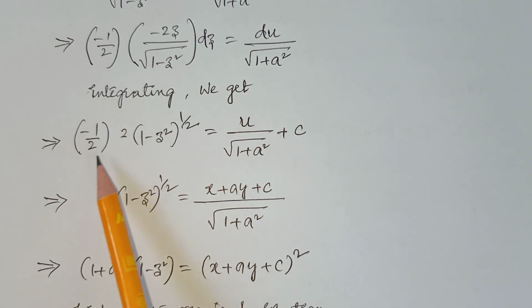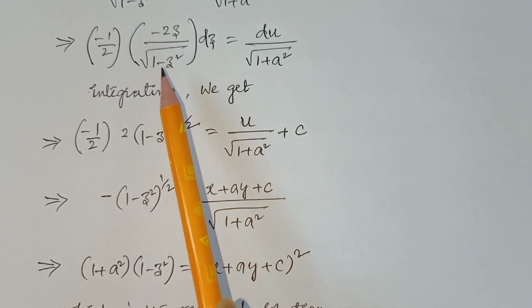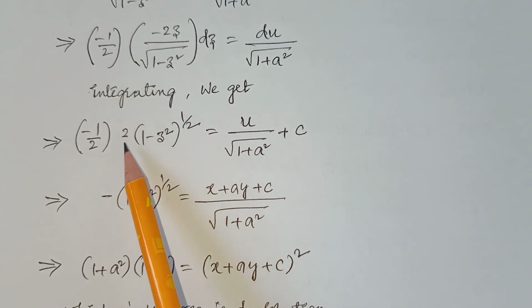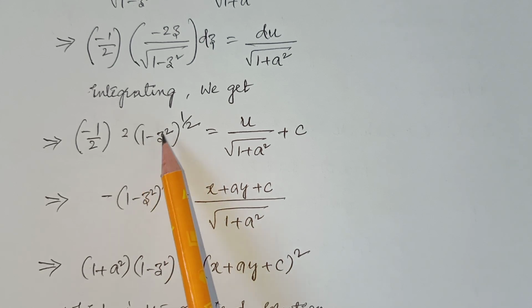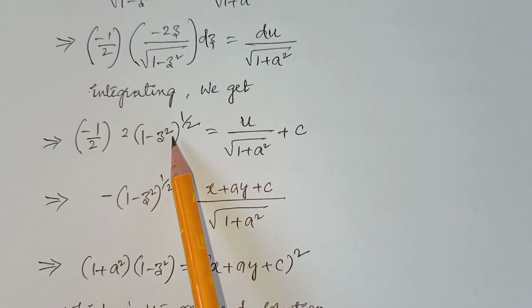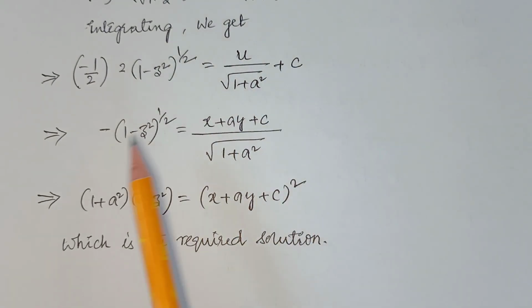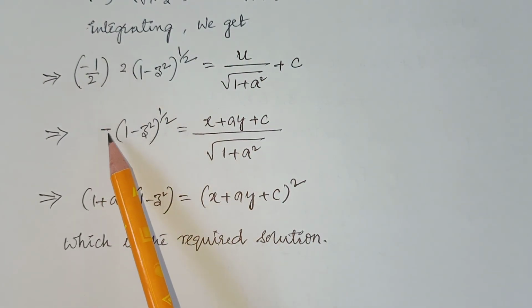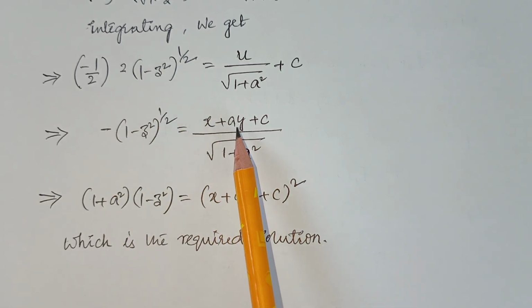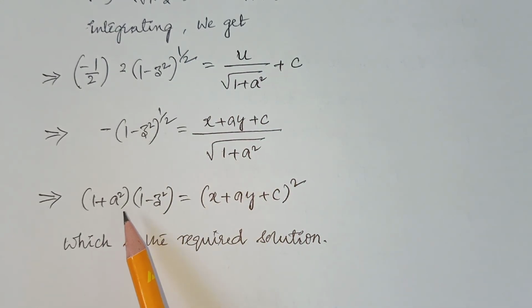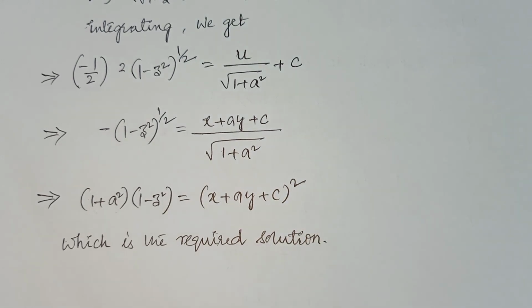Integrating, we get minus 1 by 2, and the integral of 1 by root of the inner function is 2 root 1 minus z square, is equal to u plus integral constant. Now the 2 gets cancelled, so this is minus root of 1 minus z square. Replace u, which we assumed as x plus ay, so x plus ay plus c. Squaring on both sides, I took this 1 plus a square to this side: 1 plus a square into 1 minus z square is equal to (x plus ay plus c) whole square, which is the required solution. Okay, I hope you understand.